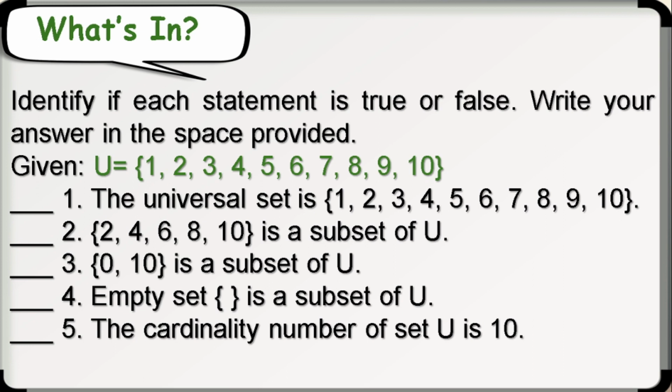Given set U = {1, 2, 3, 4, 5, 6, 7, 8, 9, 10}. Number 1, the universal set is {1, 2, 3, 4, 5, 6, 7, 8, 9, 10}. Number 2, {2, 4, 6, 8, 10} is a subset of set U. Number 3, {0, 10} is a subset of set U. Number 4, the empty set is a subset of set U. And number 5, the cardinality number of set U is 10. I will give you 30 seconds to finish this activity.